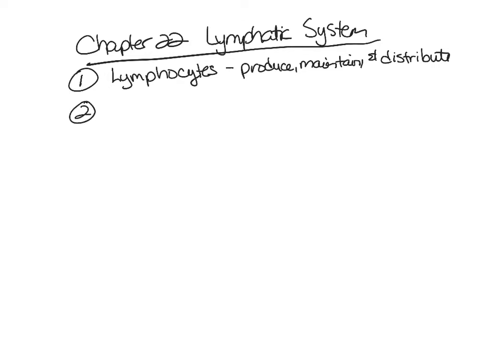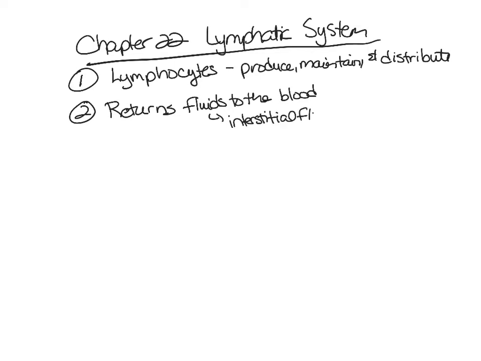The second thing that it does, the lymphatic system returns fluids to the blood. Fluids that are in the interstitial fluid. So we're going to take a look at that and see how that works. And since it does this, it also returns solutes too, but because it does this, it is able to help to maintain blood volume.